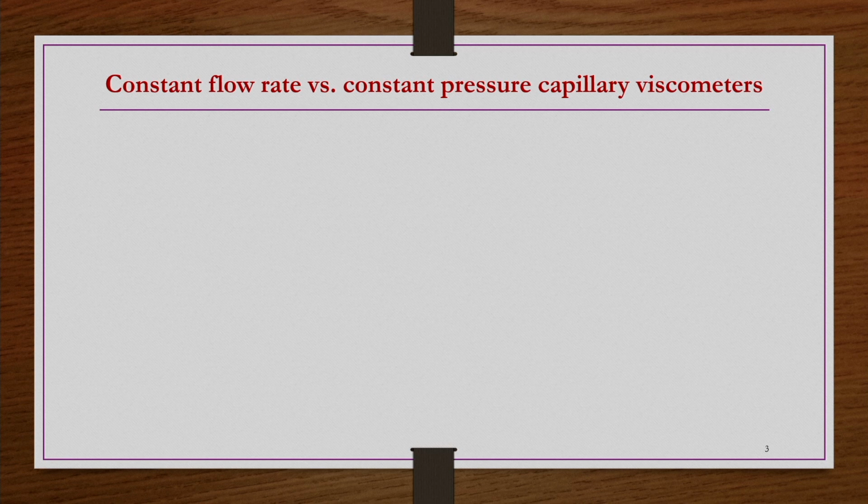But in order to have a constant flow rate or constant pressure drop, you can have different modes of operation, right. That is, constant flow rate versus constant pressure capillary viscometers. That is what we see: what are the differences, which one is more reliable, and for what kind of fluid which kind of mode of capillary viscometer is better. Those things we see now.